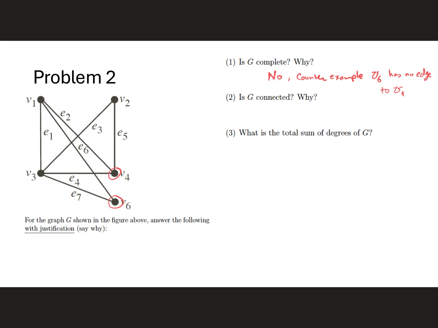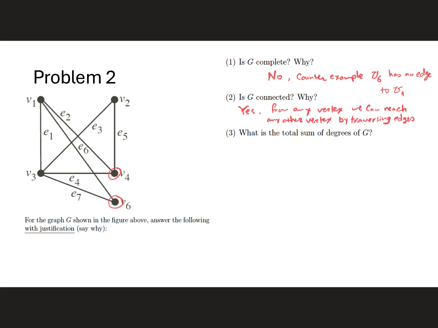Is the graph G connected? We can see that starting at any point in this undirected graph, we can reach every other point. Then the answer here is yes, because from any vertex, we can reach any other vertex by traversing edges.